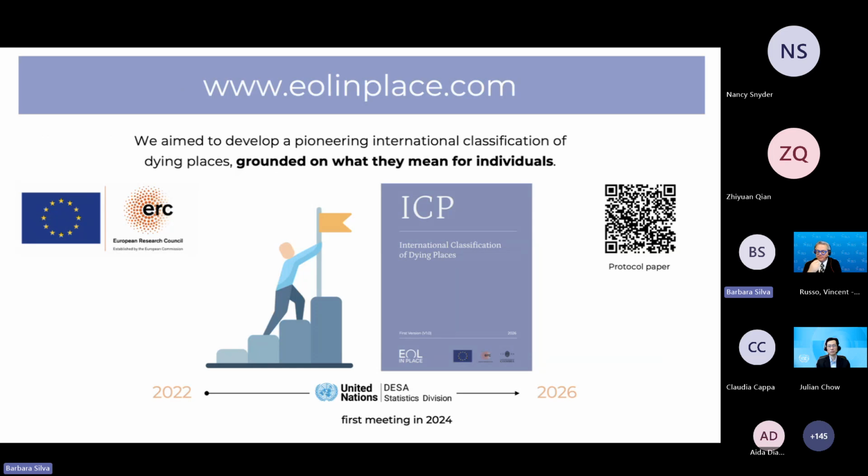In the EOL in Place project, we aim to develop a pioneering international classification of dying places, very much grounded on what these places mean for individuals, and most importantly, to patients and to their families. It's a 5-year project. It started in 2022. It ends this year. And we had our first meeting and shared the first draft of the classification with the UN Statistics Division and Andrew Hancock, chair of the Committee of Experts, in 2024. Last year, we then presented to the Committee of Experts, who approved the classification and recommended submission to the Statistical Commission for endorsement. So I'm really delighted to be here today presenting at a DECIDE event ahead of the Commission session in March.